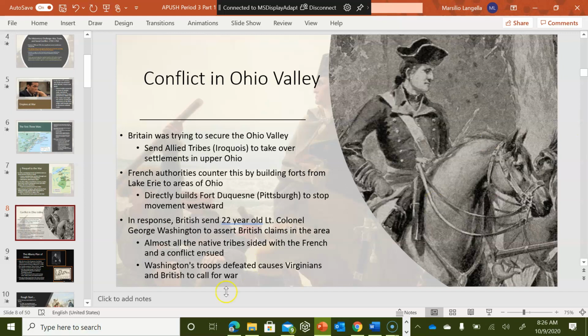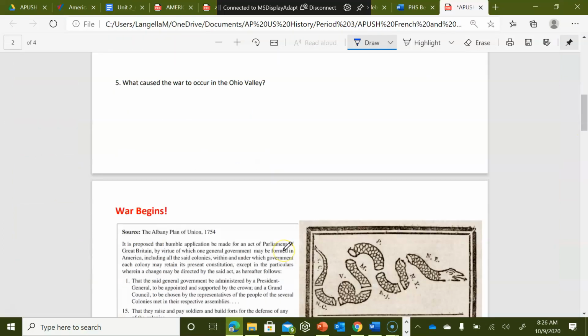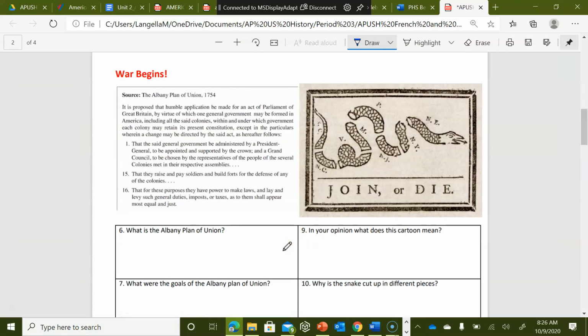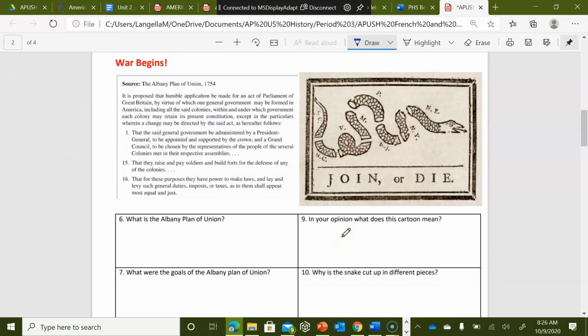Okay, which had caused issues to start happening. And then we got started the war, right? So now we look at two documents here, right? And the first one is the Albany Plan of Union. Now, who proposed this in the first place? Who proposed this idea? Yeah, Caitlin. Ben Franklin, right? Ben Franklin was the one that proposed the specific idea at the delegation in Albany, right? That was called the Albany Plan of Union.